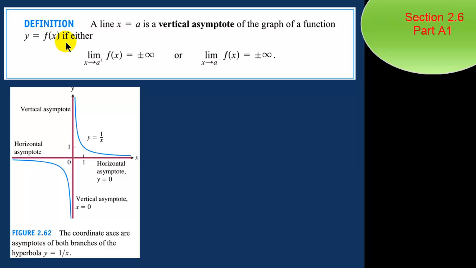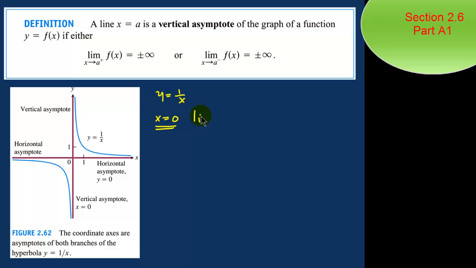to f of x if either the limit of the function as x approaches a, that same a here, coming from the right is plus or minus infinity, or the limit of the function as x approaches a coming from the left is plus or minus infinity. And what we've got here, if we examine our y equal to 1 over x, notice that the denominator will be 0 when x is 0. So we'll have to find out, is this a vertical asymptote?